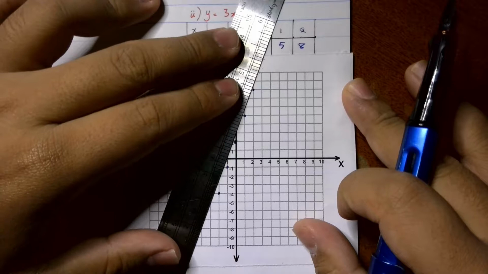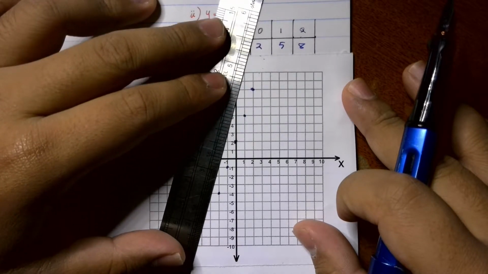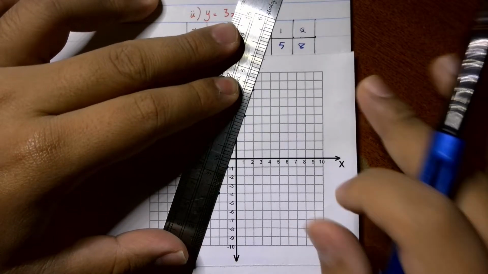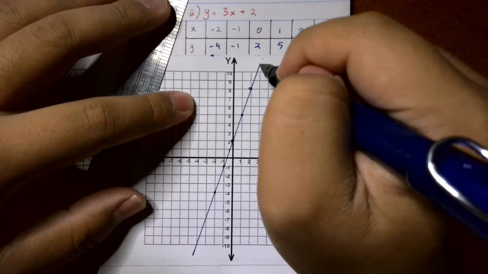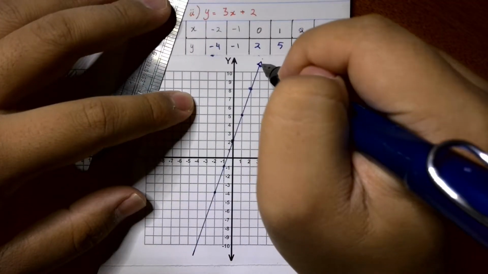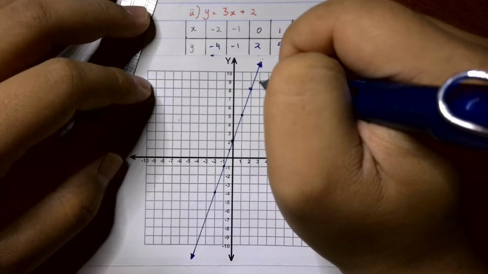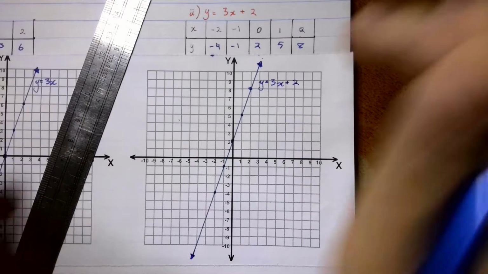Drawing all these points together and joining them together, this will give us something that looks kind of like this. There we are. Once again, this is y equals 3x plus 2.